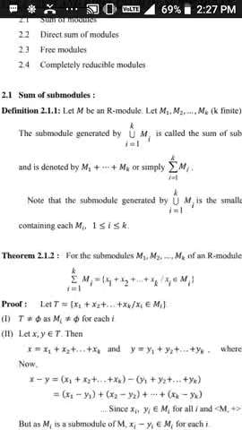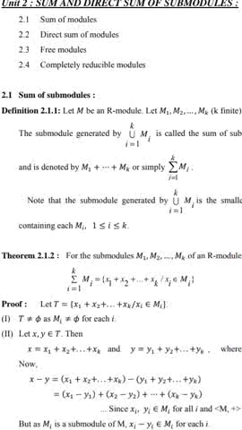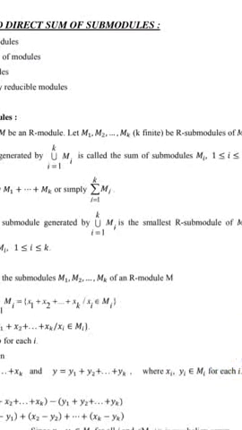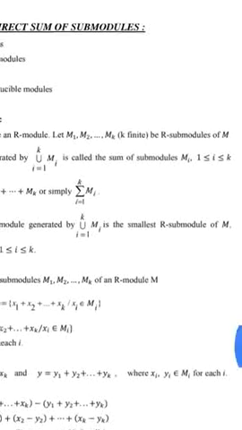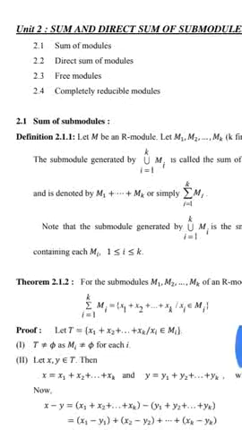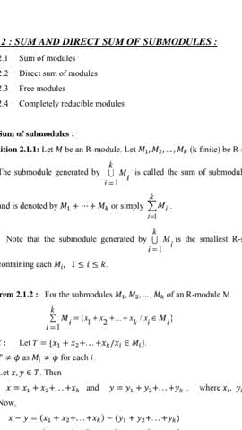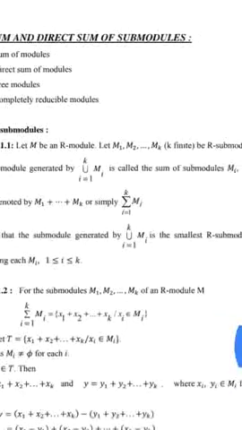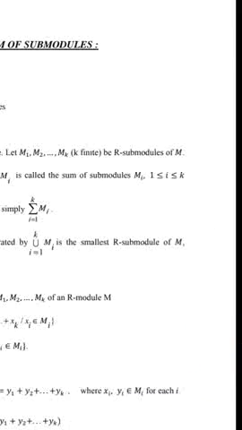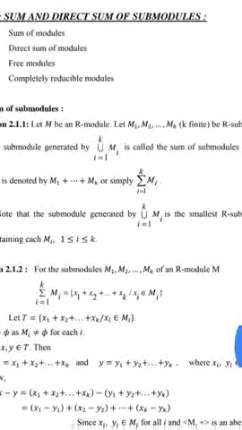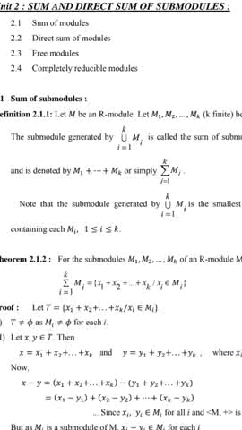Now, definition of sum of submodules. Let M be an R module. Let M1, M2, ..., Mk, K finite, be R submodules of M. The submodule generated by the union of Mi, i equal to 1 to k, is called the sum of submodules Mi, 1 less equal i less equal k, and is denoted by M1 plus M2 plus ... plus Mk, or simply summation of Mi, i equal to 1 to k.